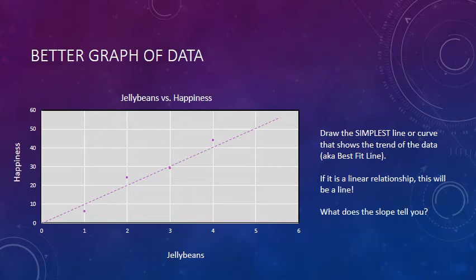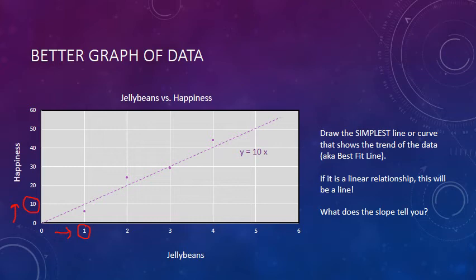So what does the slope of this line tell you? We can see by looking at the graph that for every 1 jelly bean that we eat, our happiness goes up by an amount of 10. The slope of a line is rise divided by the run. So the rise in this case is 10. It's going up 10, and it's going to be written over the run, which is 1. So the slope of our line is 10 divided by 1, which is just 10.